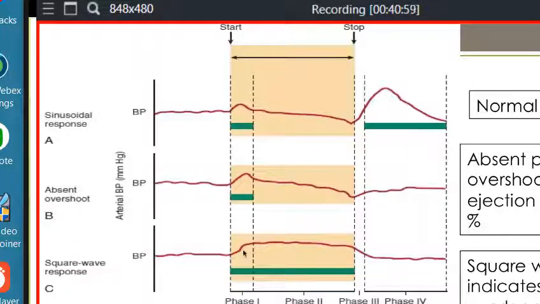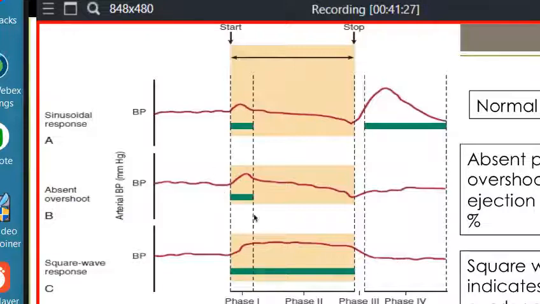And similarly, there's a square wave response. There's no fall in blood pressure during the strain phase, and there's no overshoot of blood pressure during the release phase. So the Korotkoff sounds will be heard continuously during phase 1 and phase 2, that is the strain phase of the Valsalva maneuver. This square wave response indicates that patients have very severe LV dysfunction with an increased LV end diastolic pressure and also fluid overload.